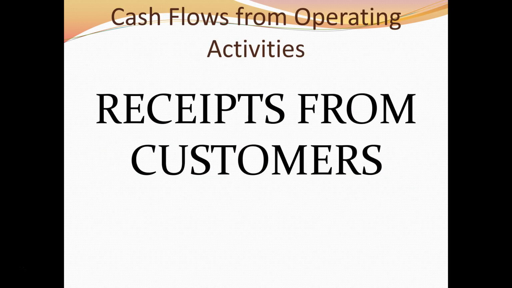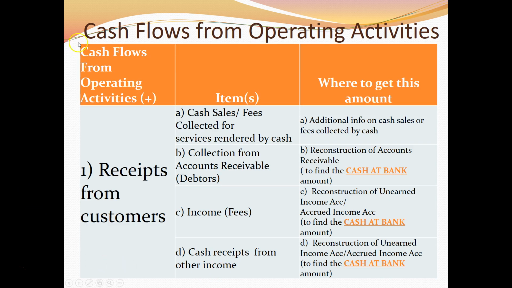So the first connection is talking about cash flows from operating activities due to receipts from customers. The first thing we'll be looking at is that when we receive from a customer, it is a cash inflow. That's the reason it's positive. So if we receive our sales or fees by cash, that would be the amount that will be calculated. And where do we get this amount? Normally this information will be given under additional information.